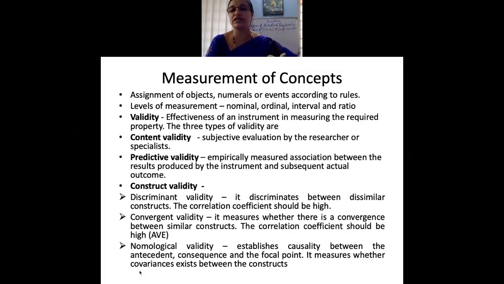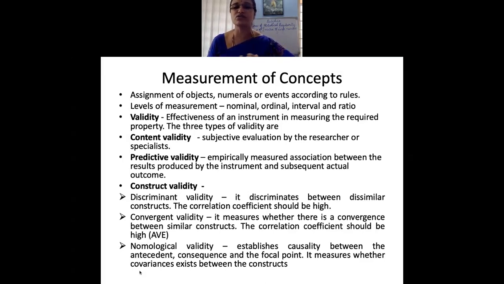Suppose it is convergent validity, you are trying to find out how much they are similar. Okay, that is called convergent validity. You're trying to find out between the constructs how much they are similar. Again, here there is one concept called AVE, average variance extracted. For this you need not do it. You can consult a statistician for this in SPSS. If you go to CFA, that is exploratory factor analysis or confirmatory factor analysis, they will do this AVE and give you all that. What you as a researcher need to find out is the convergent validity, whether the relationship is very high or not.